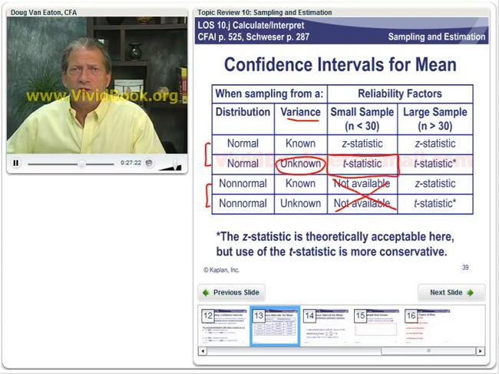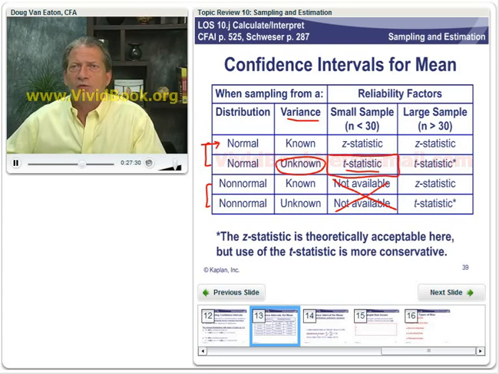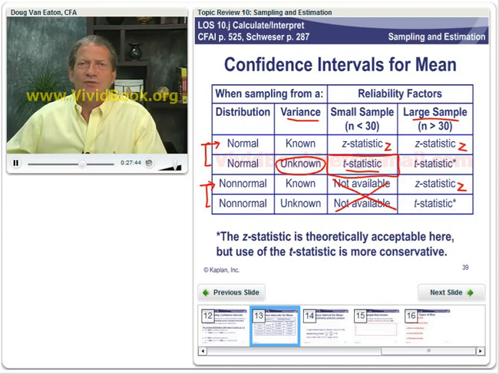Now, we can use the z-statistic when it's normal or when it's non-normal, as long as we have a large sample size. So here's our z-statistic. We can use that with a large sample size if the variance is known, whether it's normal or non-normal.